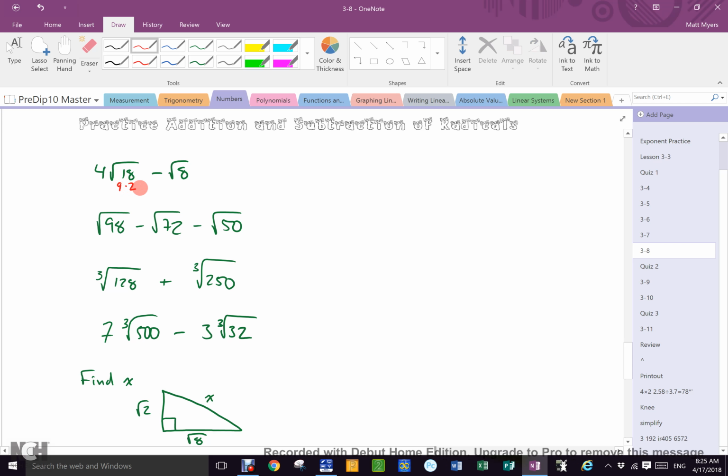9 times 2. Exactly correct. What's this? 4 times 2. Exactly correct. Take out the roots. What's the root of 9? 3. What do you do with the 3 and the 4? Excellent. 12 root 2 minus, what's the square root of 4?